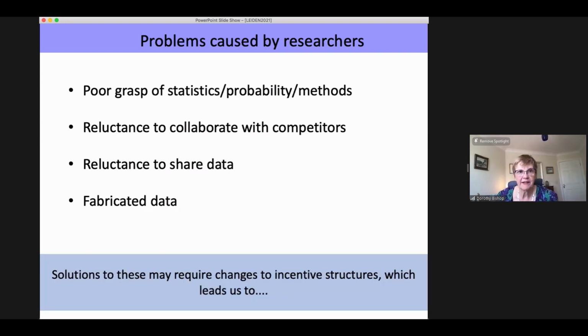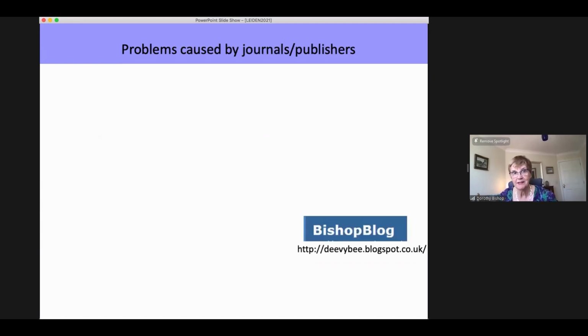I'm going to have the next slide. So yes, solutions. What would the solutions be? Well, one of the things about the last three of these is that one can see that they're going to be heavily influenced by incentive structures. If there's no incentive to collaborate, if it's actually seen as a bad thing, or to share data, just a waste of your time, doesn't do any good, or if there's such pressure to produce a sexy result that you fabricate data, this is coming down to incentives. And that's where we move on to these other players in this space.